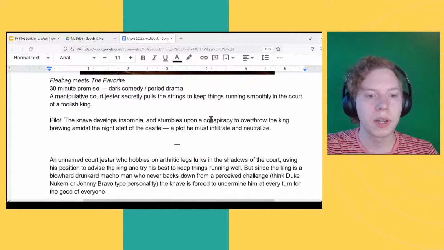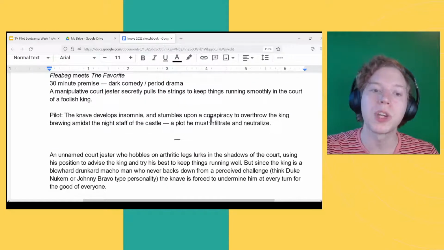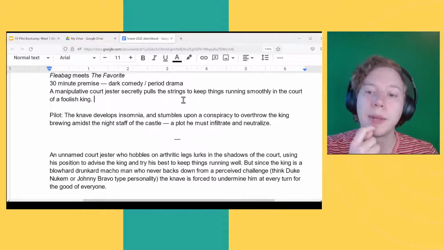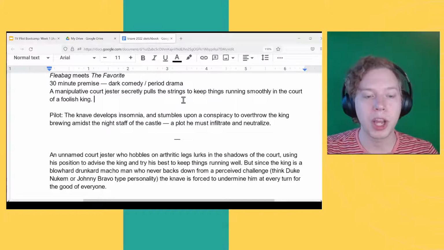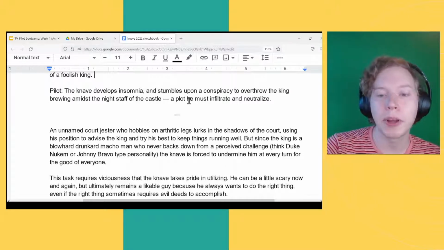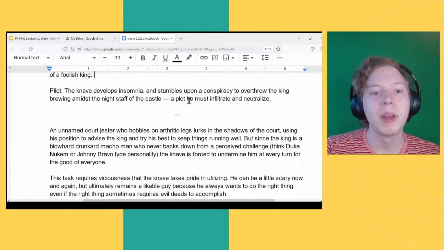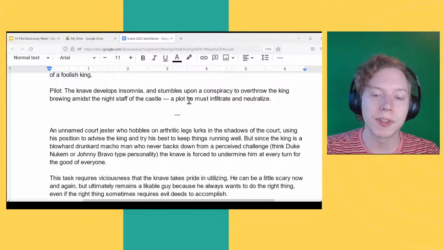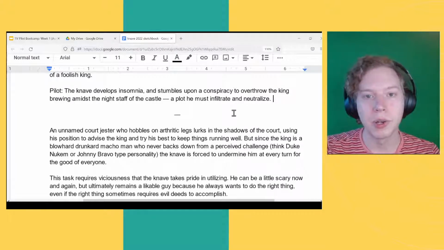Okay, so the series logline is: a manipulative court jester secretly pulls the strings to keep things running smoothly in the court of a foolish king. And the pilot logline is: the knave develops insomnia and stumbles upon a conspiracy to overthrow the king, brewing amidst the night staff of the castle, which is a plot he must infiltrate and neutralize.